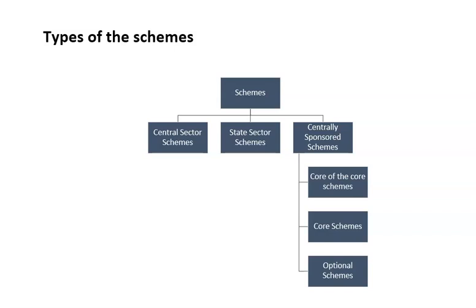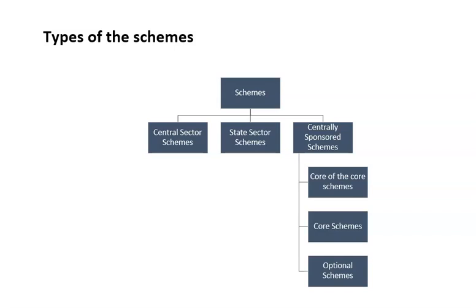The next category of scheme is core schemes. These schemes comprise the national development agenda, in which the central government and the state government come together, and the funding pattern is in a 60:40 ratio. That is, 60% of the funds will be given by the central government. However, for the special category states, the ratio is 90:10.